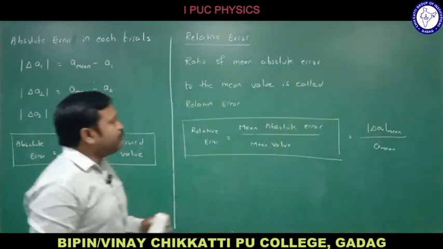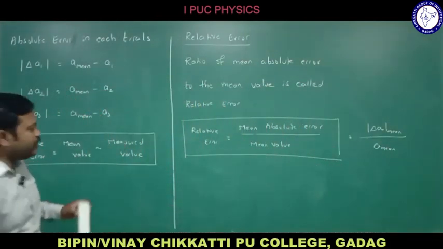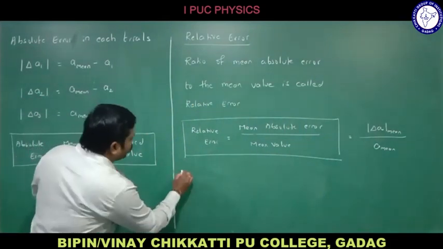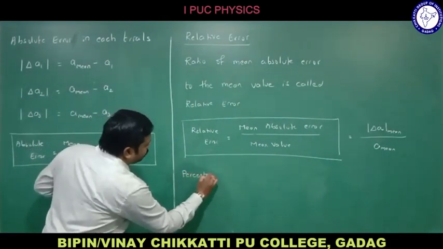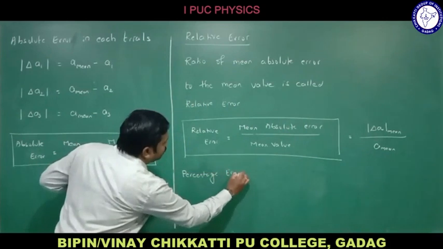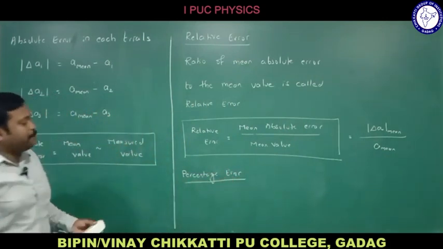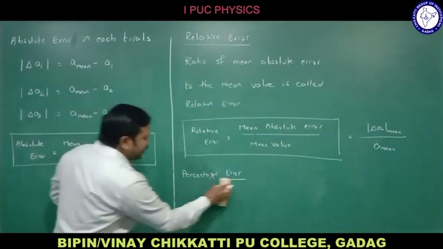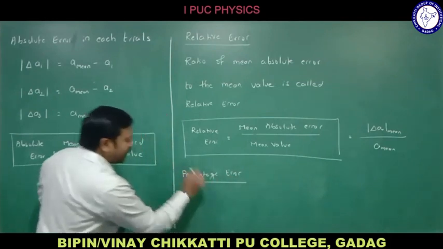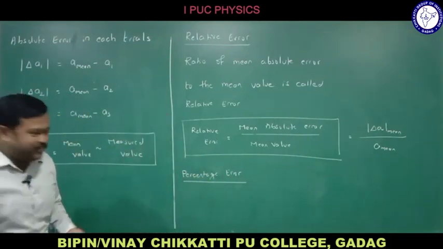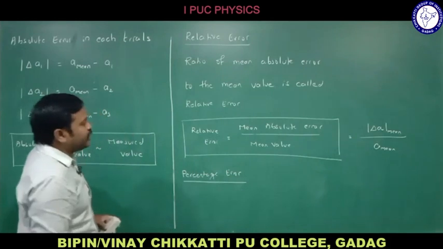Okay, the next type of error is percentage error. Let me take it here itself, so that I can compare all these errors. The next one is, what is percentage error? Simple. Percentage error, the name itself says, is the error expressed in terms of percentage, right?